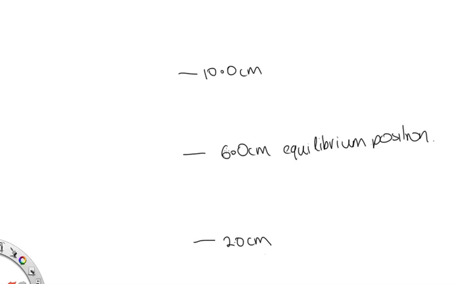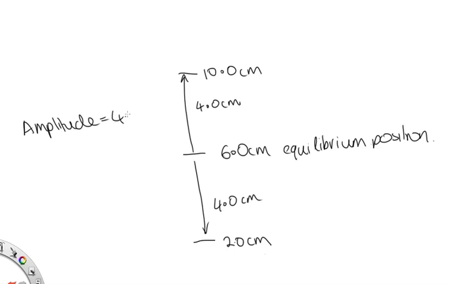And we were asked what was the amplitude. Well, the amplitude is the maximum displacement from the equilibrium position, so you can see it's 4.0 centimeters up there. It would also be 4.0 centimeters to get down here. So the amplitude is equal to 4.0 centimeters.